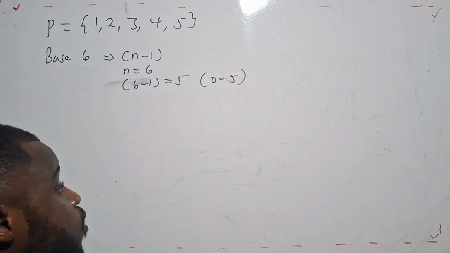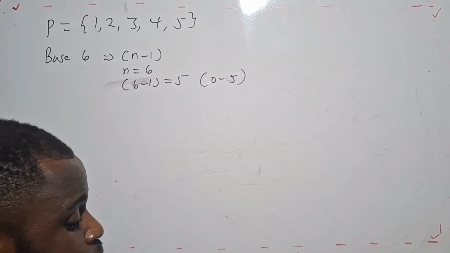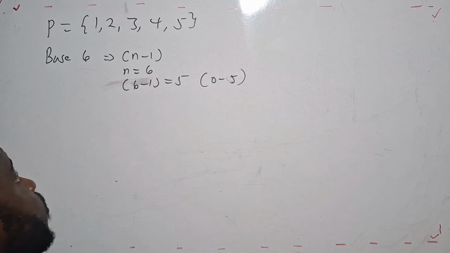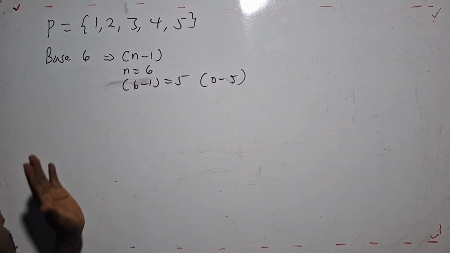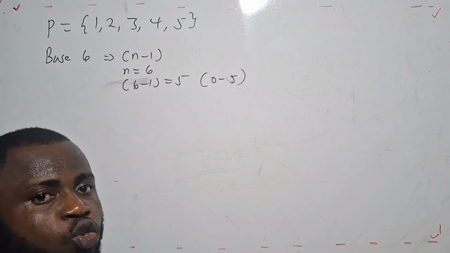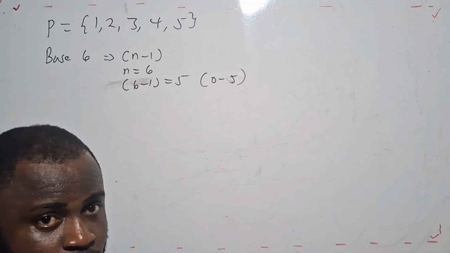So we would draw the table using values 0 to 5. But here the question is specific. The question has given a set of numbers to use: 1, 2, 3, 4, and 5. So that is what we need to use. If we bring the 0, we are wrong.